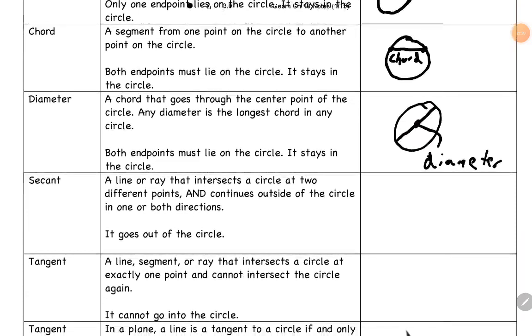A secant is a line or ray that intersects a circle at two different points and continues outside the circle in one or both directions. So let's have a circle here. One secant can be like this. It hits 2 points on the circle and it goes on forever in that direction. Or we can have something like this. Hits those 2 points and goes on forever in both directions. So these are both secants.